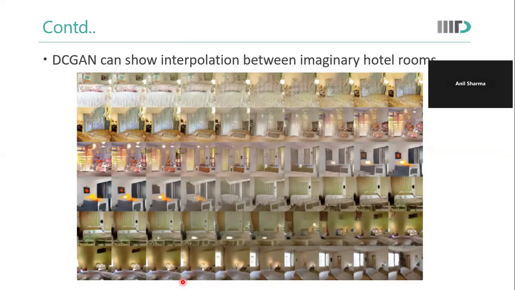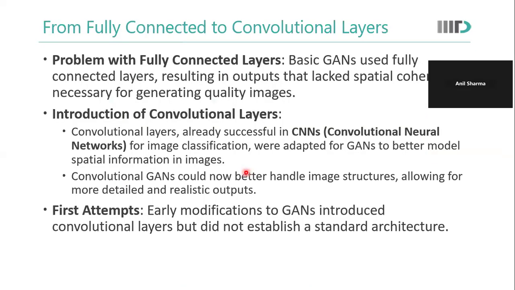Here are more examples where DCGAN actually generated hotel room images. You can see that this is coming out to be more accurate as compared to the images that we have seen in the earlier sessions. Now I think I have already told you why we are moving from fully connected layers to convolution layers, but let's see some more emphasis here. The problem with fully connected layers is that the basic GANs use fully connected layers, which results in output that lacks spatial coherence, which is necessary for generating quality images.